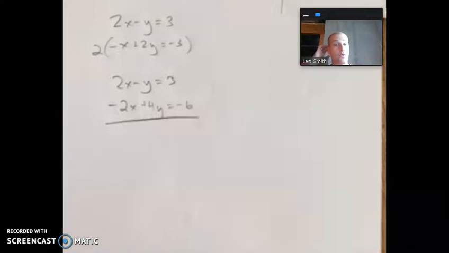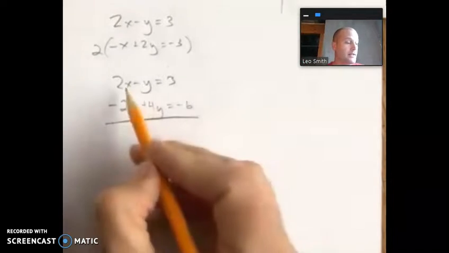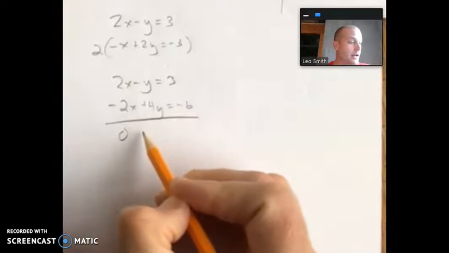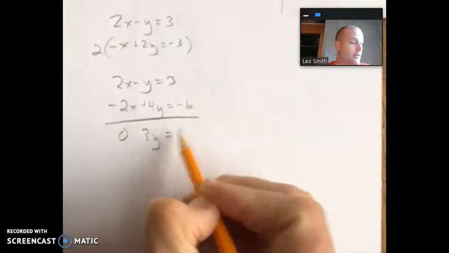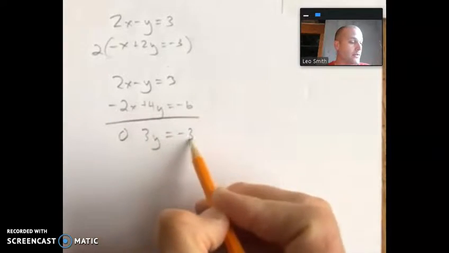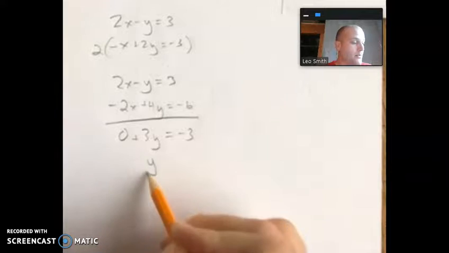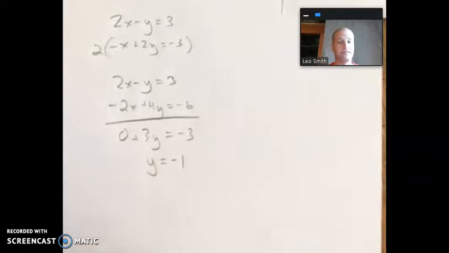And the idea is we're going to add each column. In this case, I have 0 x's. I've got 3 y's, and 3 plus negative 6 is negative 3. So then dividing by 3 gives me y equals negative 1.